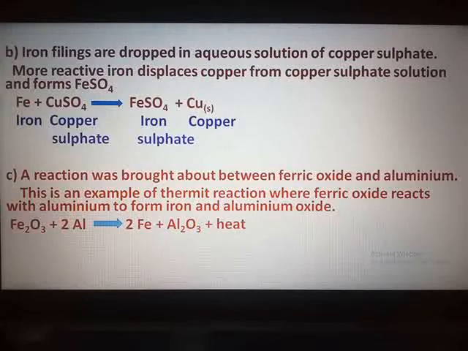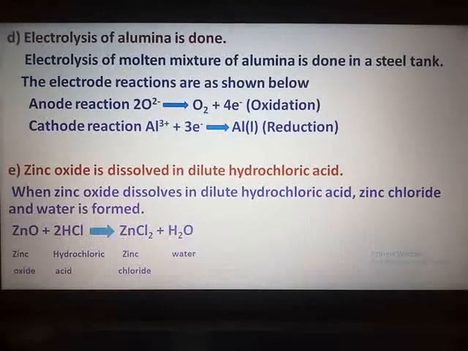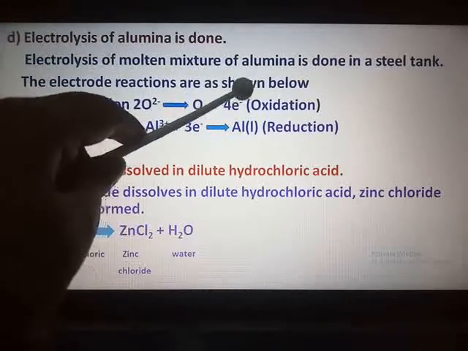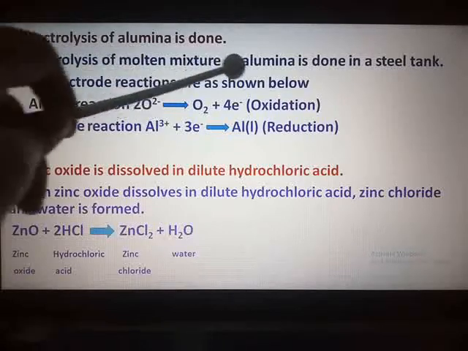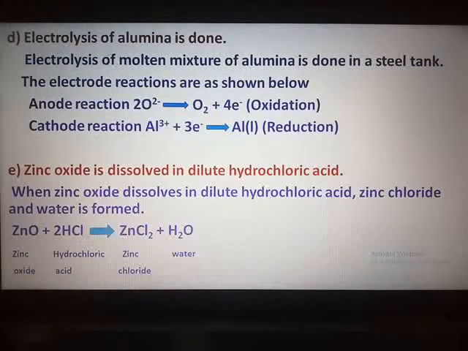Next, question number 9D. Electrolysis of alumina is done. Very simple. Just now while marking the give-reason question, I told you that both the electrode reactions are there. Page number 104: electrolysis of a molten mixture of alumina is done in a steel tank. The electrode reactions are as shown below. Both the electrode reactions are given over there. One is the anode reaction and one is the cathode reaction. Both the reactions you have to write and show which is oxidation and which one is reduction.